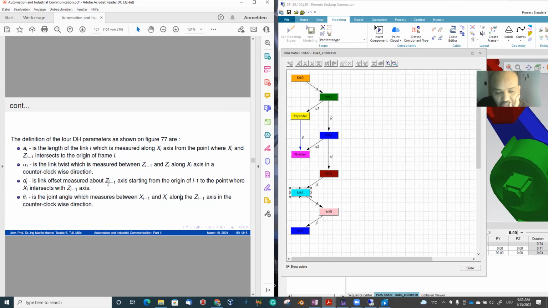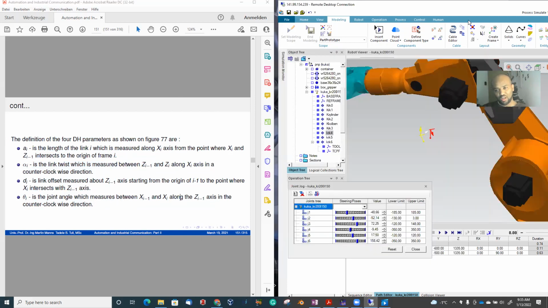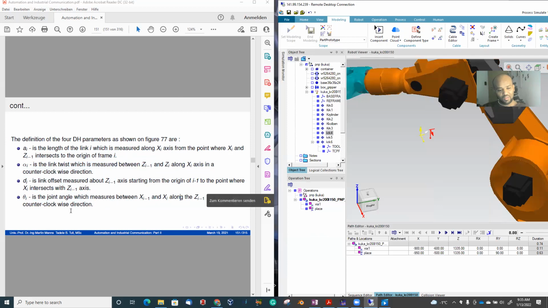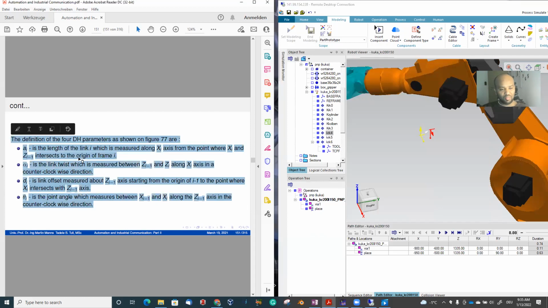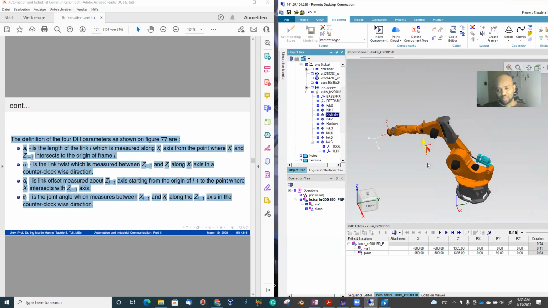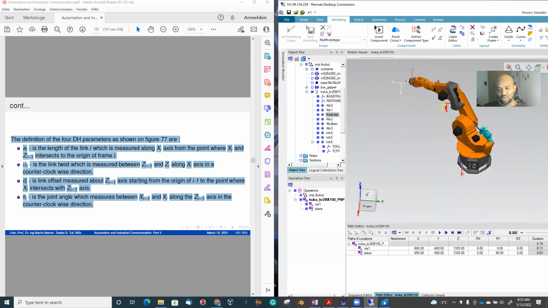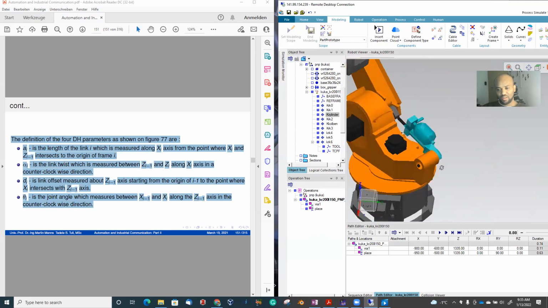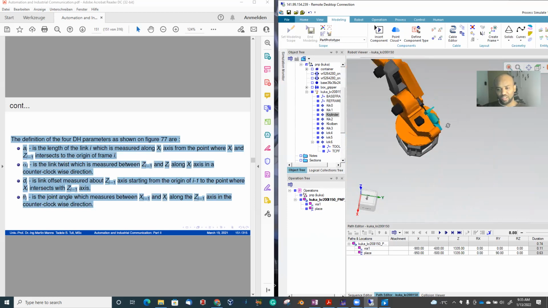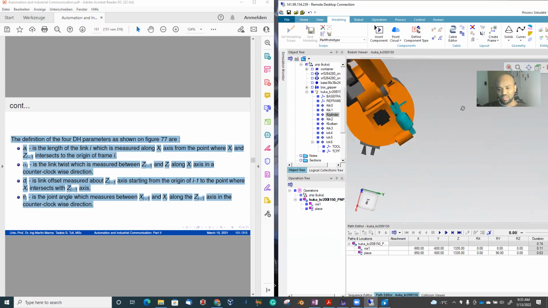You have to understand this, and also look at the example. It's not only reading the theory, but you have to be able to interpret it in your own language. Of course, how you define it matters, but how you understand it also matters a lot, because when I look at this robot, I should be able to define it. What is the offset angle? For me, just looking at the robot.